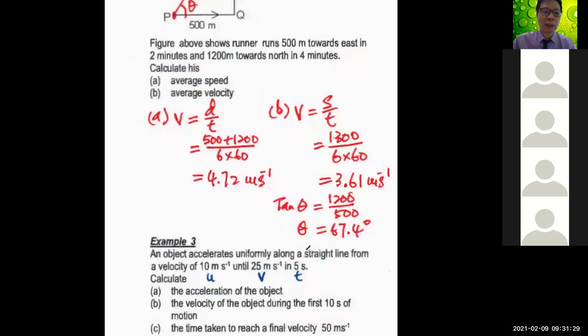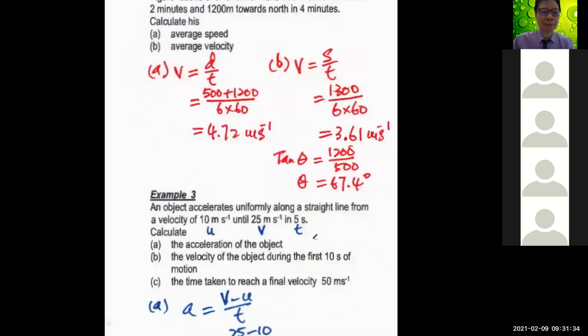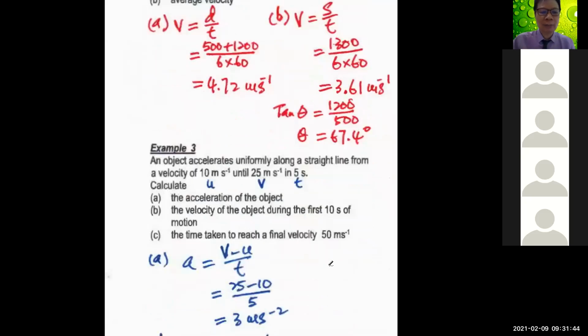So to find acceleration, simple, make it straightforward, use a formula, this one. Okay? A equal to V minus U over T. Just substitute the V, substitute the U, put in the time, so you get this answer: 3 meters per second square. I think most of you got it right, isn't it? Got it or not?